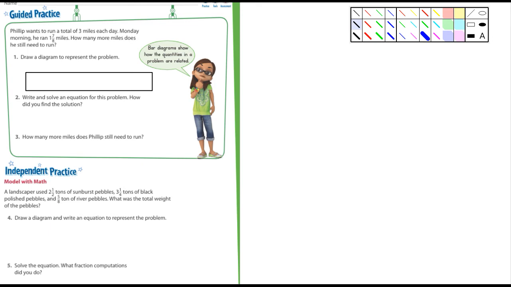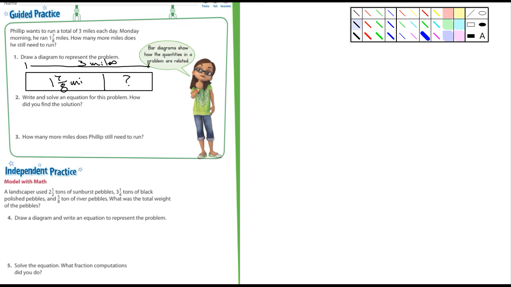Okay, and 1 7/8, that's almost 2 miles. So if he's got to run 3, so this right here, from here to here, this represents 3 miles total. And he's ran 1 7/8. So I don't know. So it's going to be about 2 of the 3 miles. So I don't know, maybe right about here. And so this would be 1 7/8 of a mile. And then we're not quite sure how much he has left to run.